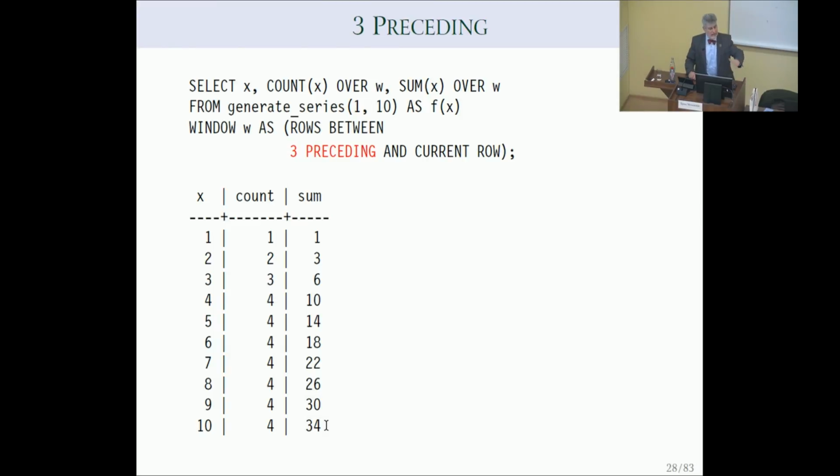I can do 3 preceding. I can go 3 backward if I want. So now I'm going as far back as 3. So 1 is 1, 3 is 3 plus 2, 6 is 3 plus 4, 10 is 4 plus 3 plus 2 plus 1. 14 only goes back 4, so it's literally 5 plus 4 plus 3 plus 2, because we only go back 3, okay, all the way down.